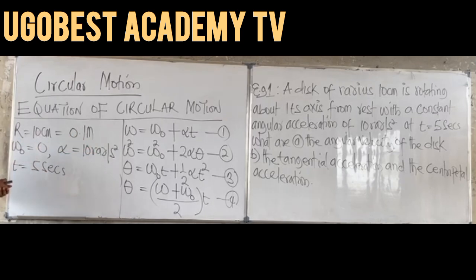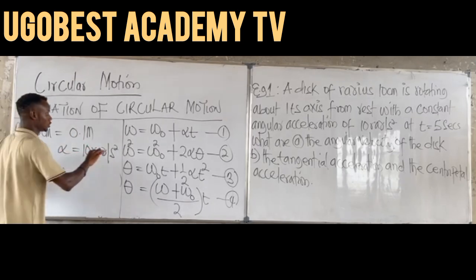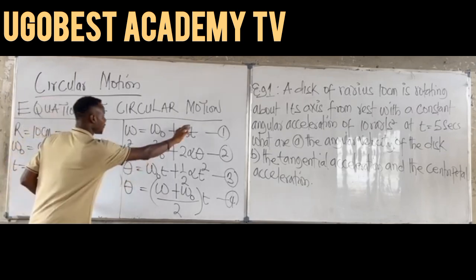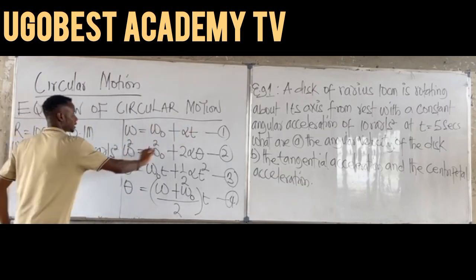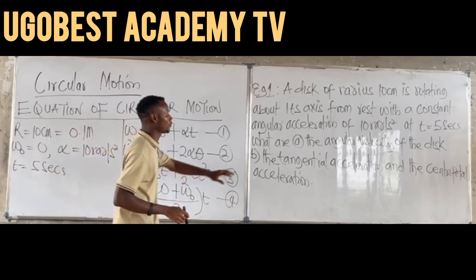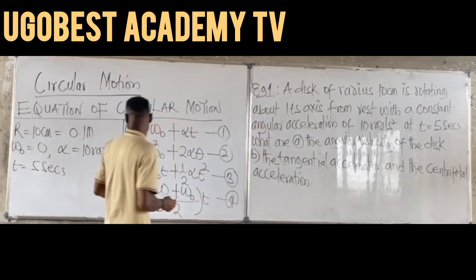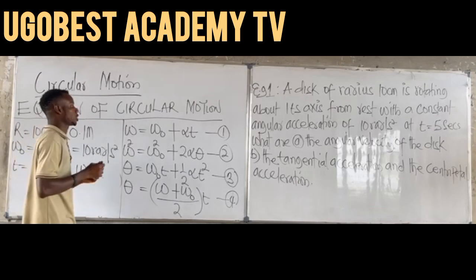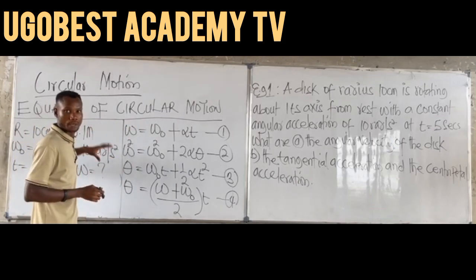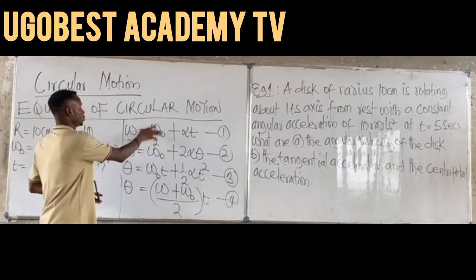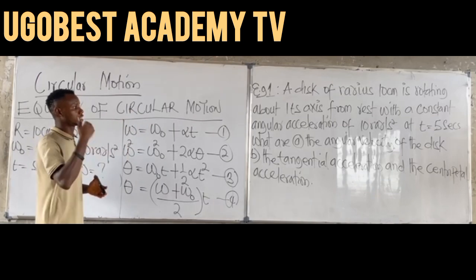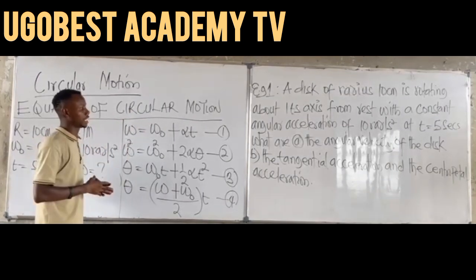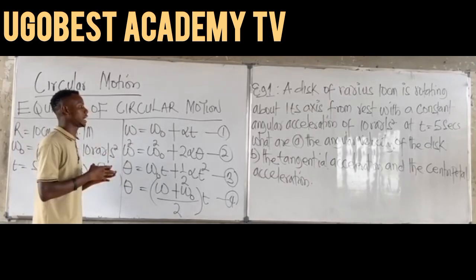Let's check into this equation here. Our omega naught is given to us here. Now our alpha is given to us here. Our time is given to us here. And we are asked to find angular velocity, that is omega. That means this equation is suitable for these given parameters. Okay? Now let's use this equation here to calculate angular velocity, to calculate tangential acceleration, and to calculate centripetal acceleration.